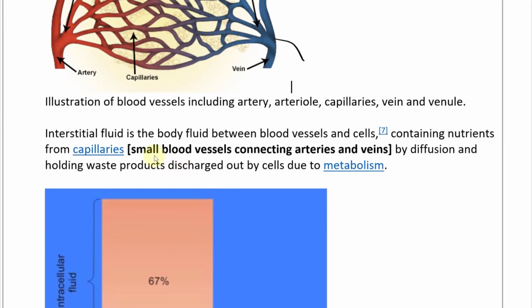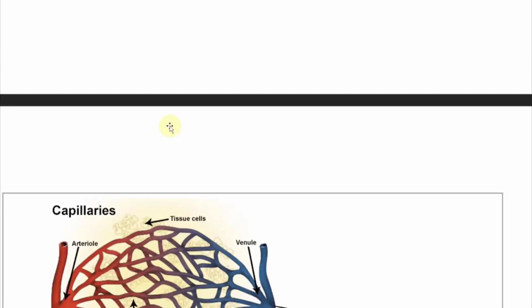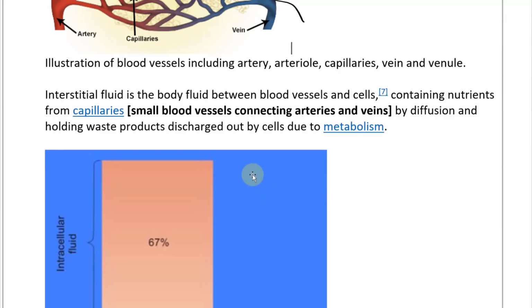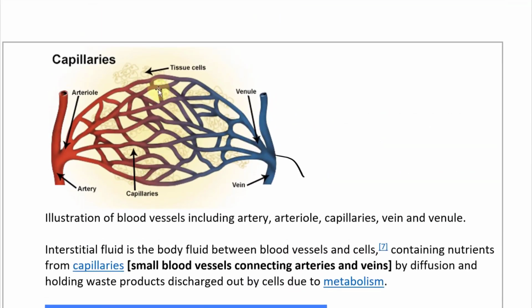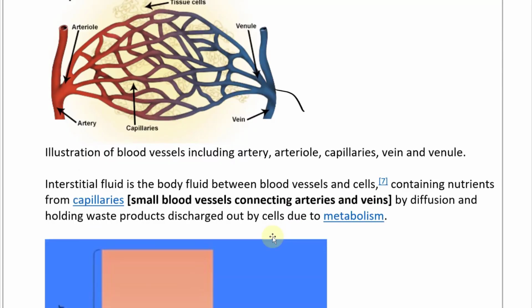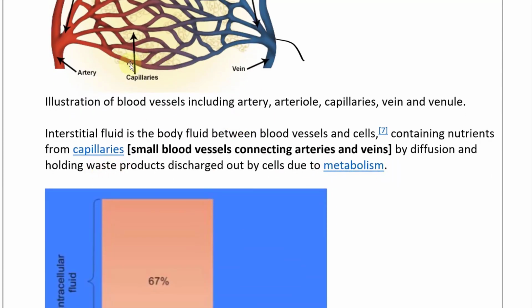And now let's discuss the interstitial fluid. So interstitial fluid is the body fluid between blood vessels and cells, containing nutrients from capillaries, which are the small blood vessels connecting arteries and veins. Those are just right here. By diffusion and holding waste products discharged out by cells due to metabolism. And you can see that you have a whole bunch of tissue cells there. And the interstitial fluid is between blood vessels and those cells. It gets released, including waste products, and those can be stored in that fluid.